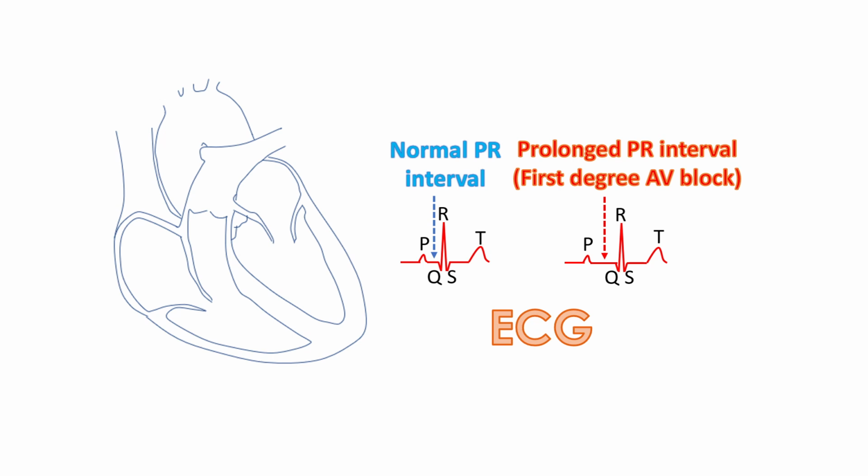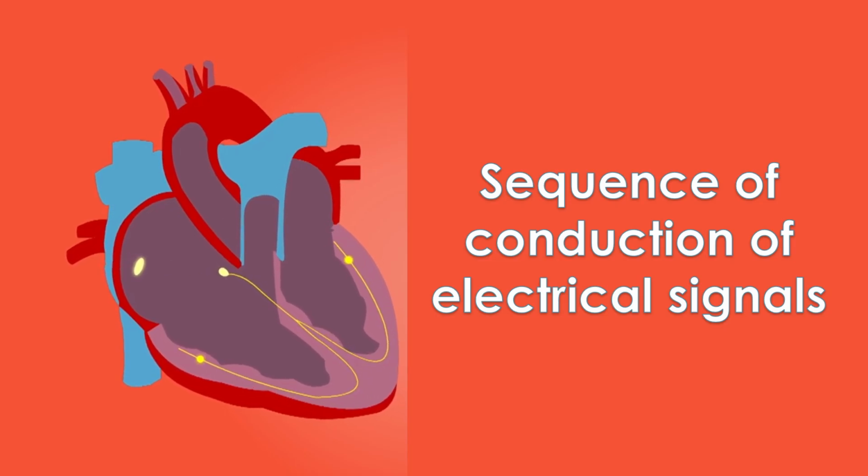Normal interval between the onset of the P wave and the onset of the QRS complex is up to 1/5 of a second, 0.2 seconds. When this interval is increased, it is called first degree heart block or first degree atrioventricular or AV block to be specific. Atria are the upper chambers of the heart and ventricles the lower chambers. This interval is known as the PR interval. PR interval is the time taken for the electrical activity to travel from the upper chambers to the lower chambers.